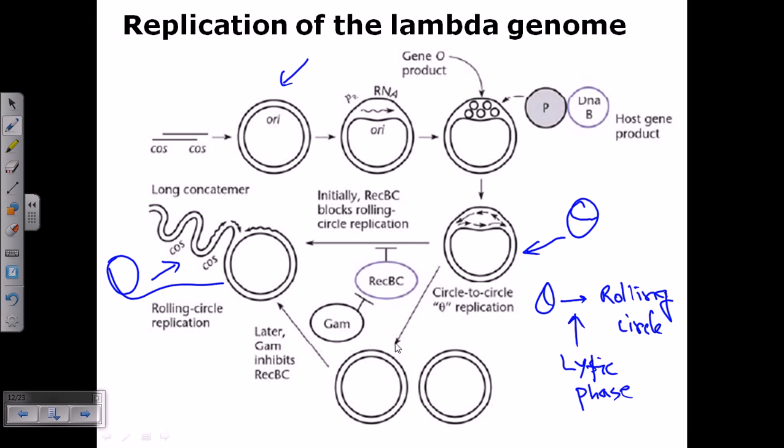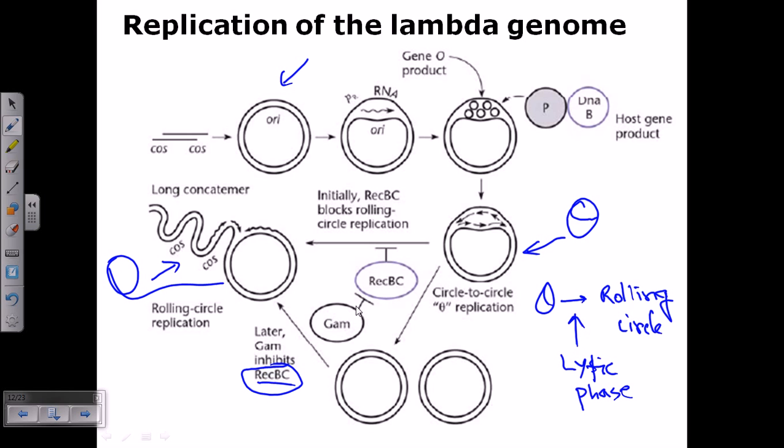Now, in this case, once it has duplicated its circular DNA, it later uses the GAM and other products. GAM inhibits the REC-BC protein. As it inhibits REC-BC, it will finally block the synthesis pathway via the theta mode and start the rolling circle mode of replication. Usually, REC-BC is the important protein which is blocking the rolling circle mode of replication and allowing the theta mode of replication, right?